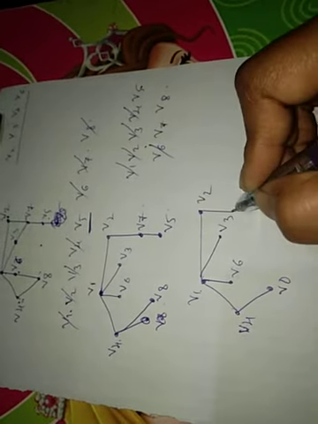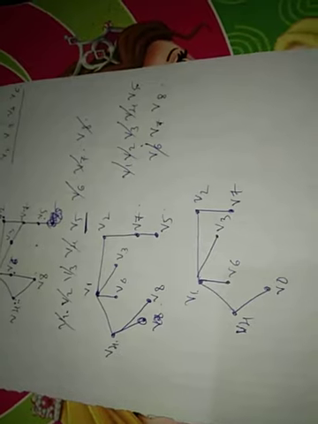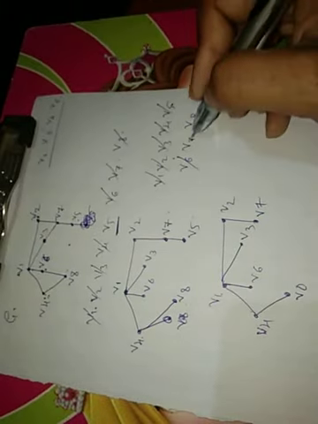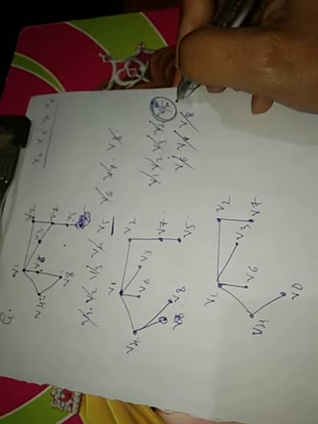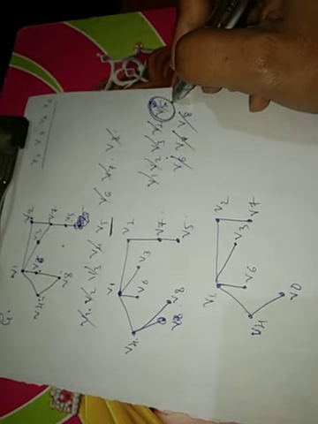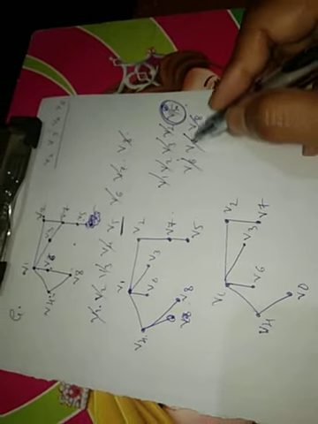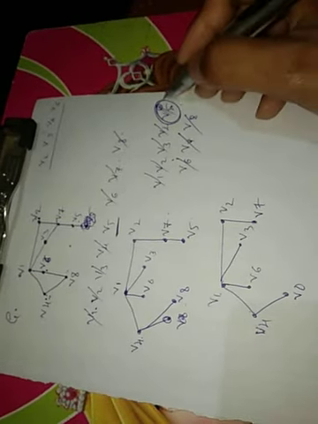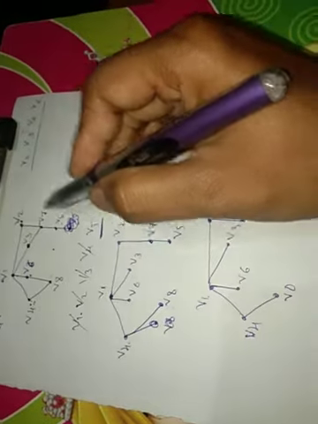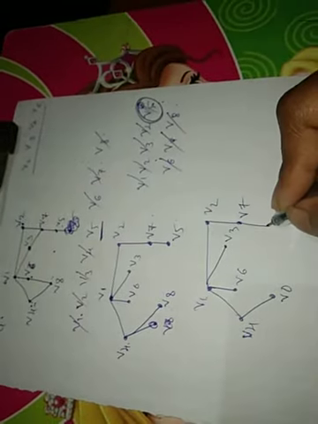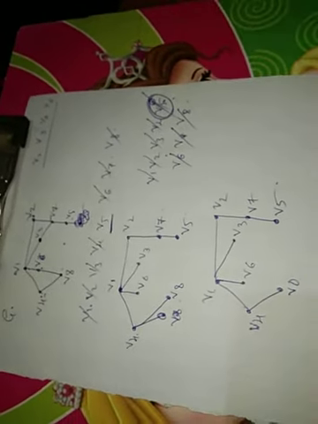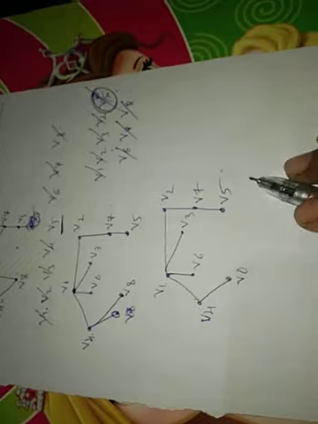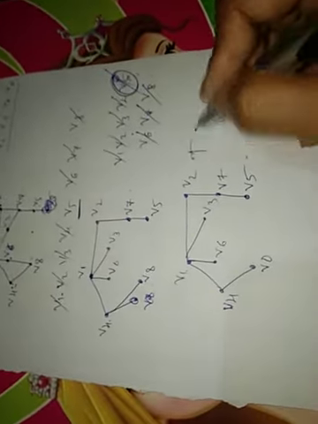V8, V7 are joined. So delete V7 and V8. Now the remaining vertex is V5. When the vertices V7 and V8 are deleted, the remaining vertex is V5. That V5 is adjacent to V7. Join that. So now there is no edge remaining, so the procedure is completed here. This will be the spanning tree of the graph G.